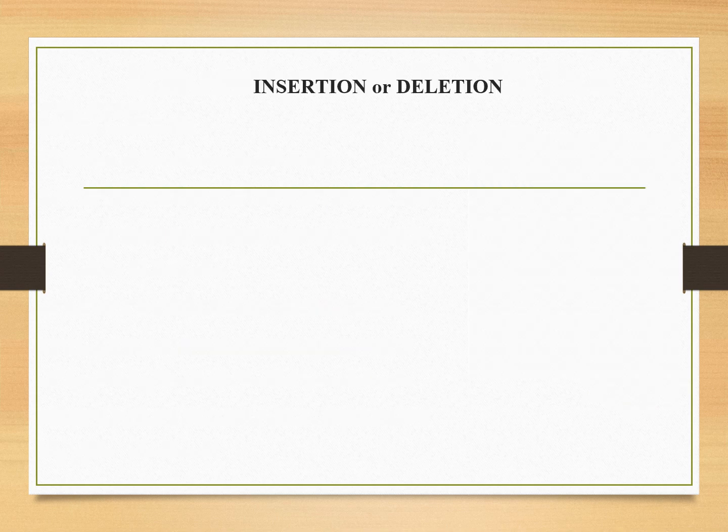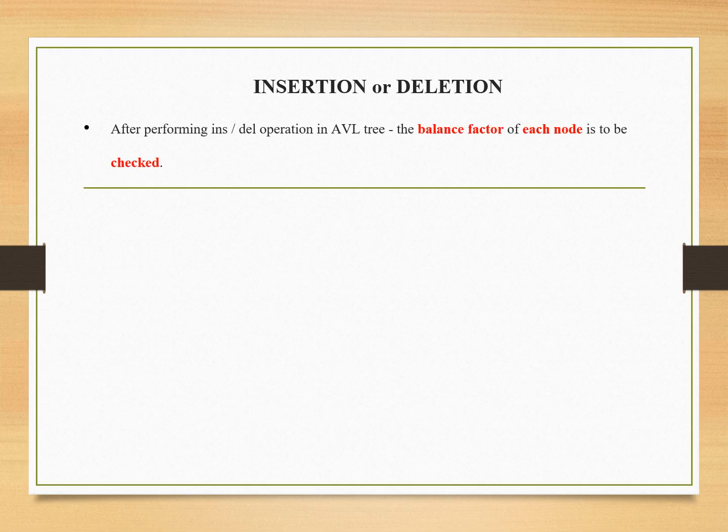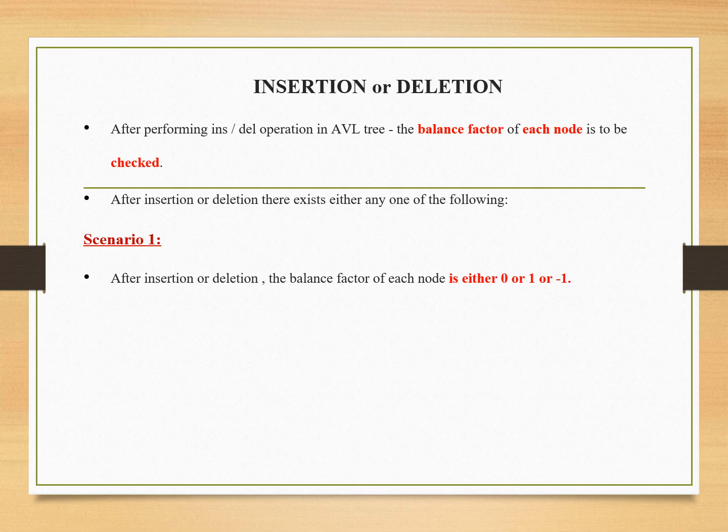Let us see how insertion and deletion are performed in an AVL tree. Whether you are performing insertion or deletion, after doing that operation, the balancing factor of every node has to be checked. Two scenarios are possible. If the balancing factor is either 0, 1, or minus 1 even after inserting or deleting a node, then the AVL tree is balanced.